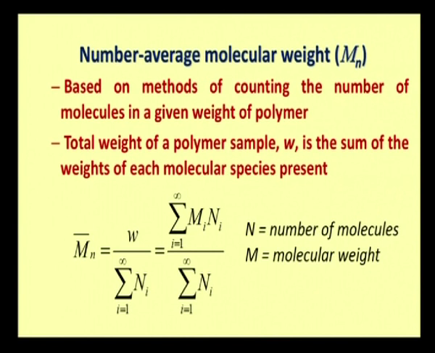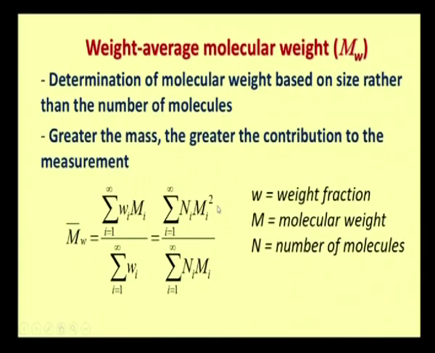So, the total weight W, calculated by taking all the molecules with their corresponding molecular weights, divided by the total number of such molecules in the sample, directly gives you the number average molecular weight. Here N refers to the number of molecules, M refers to the molecular weight. Such a simple calculation can be done if you know the different polymers with their corresponding molecular weights. The second type of average molecular weight is called the weight average molecular weight, represented by MW.